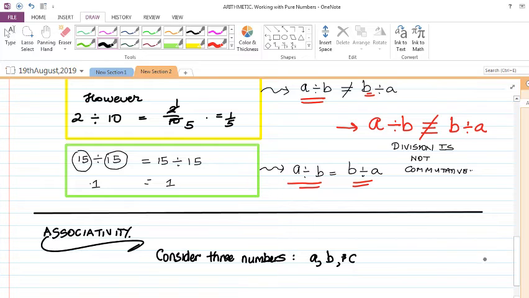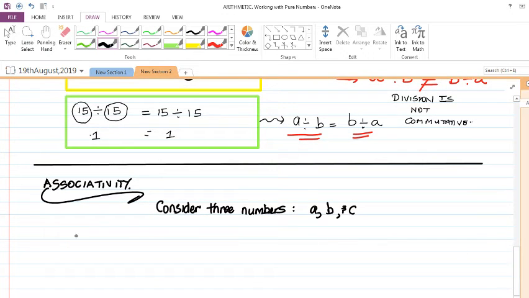Okay, so I have three numbers A, B, and C. Let's look at what happens if you look at multiplication of those numbers. If I am A, for instance, I could decide I can multiply by B first, and then the result of that, multiply with C. So A and B are closely associated, and when they have finished their association, then they will decide to interact with C.